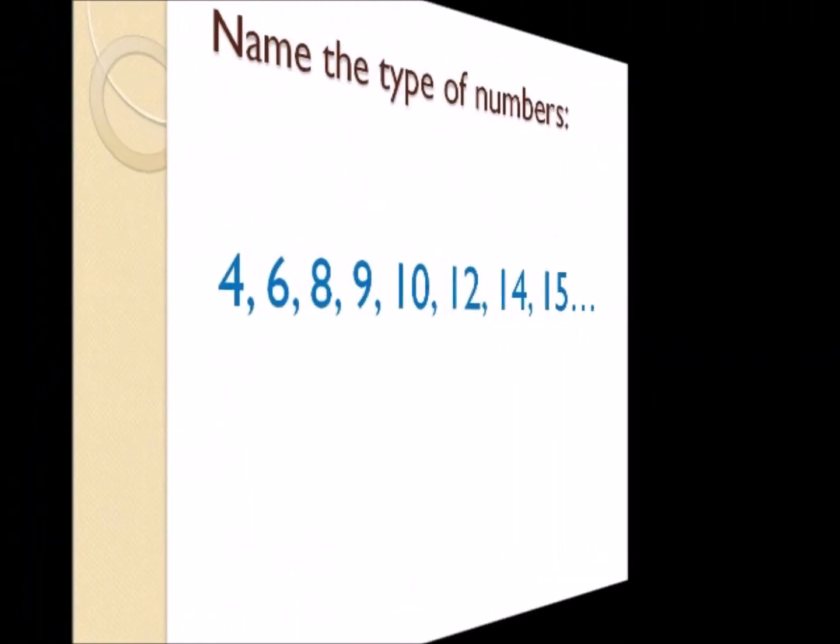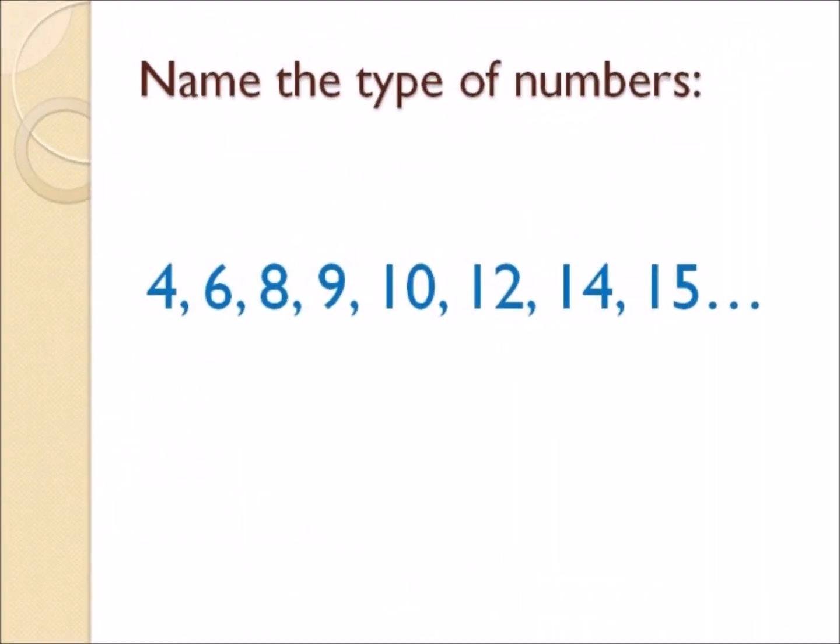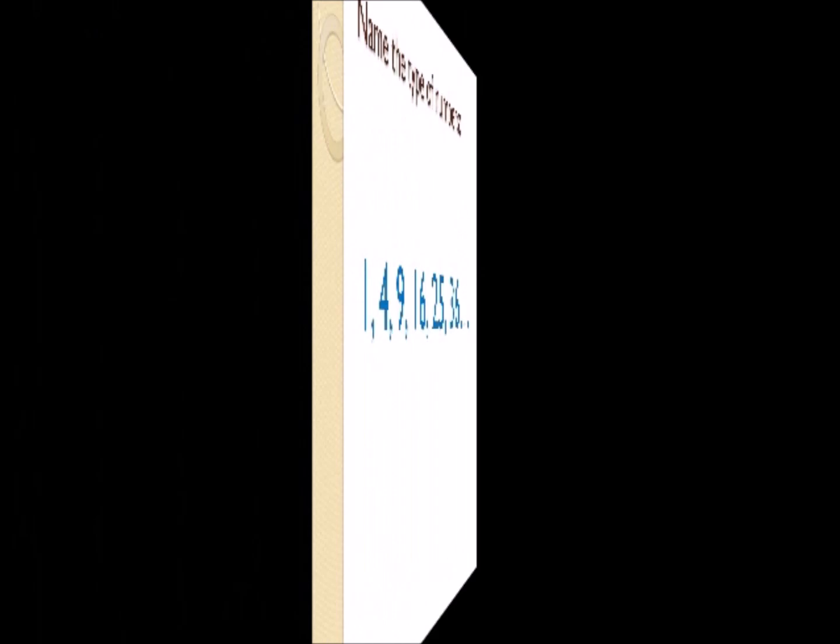Now look at this. What do you call these numbers? 4, 6, 8, 9, 10, 12, 14, 15. Okay, let's see. 4, 6, 8. Oh, I got it. 4, 6, 8, 9, 10, 12, 14, 15. Yeah, the composite numbers.